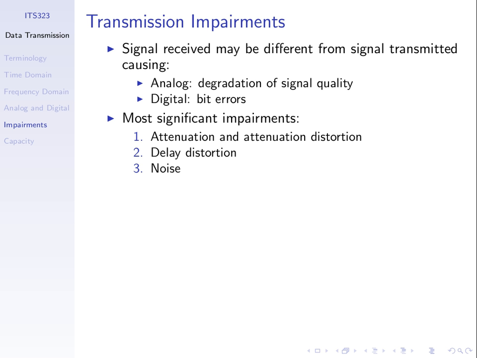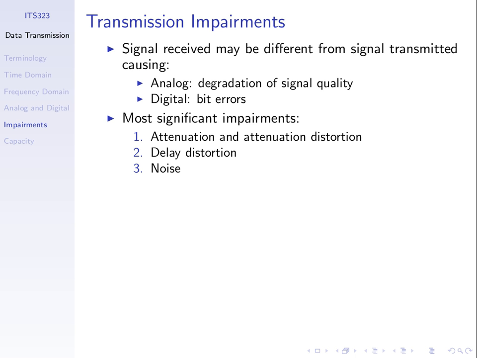The signal that is sent by the transmitter and what is received by the receiver are normally different. And because they're different, it makes it harder for the receiver to understand the correct information. With analog signals, the signal quality is poorer. That is, my voice is weaker with analog signals. With digital signals, we get bit errors.